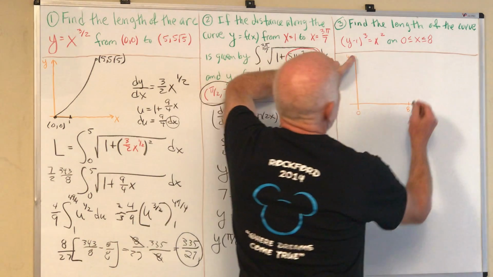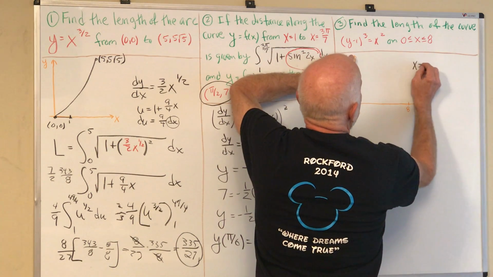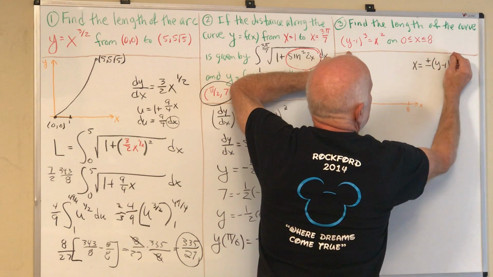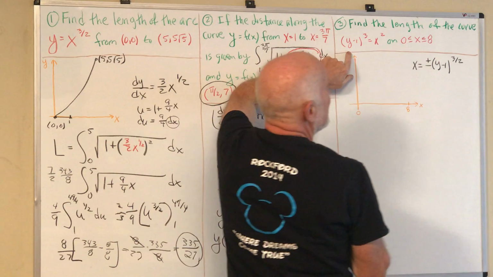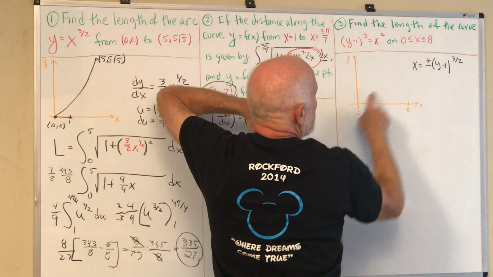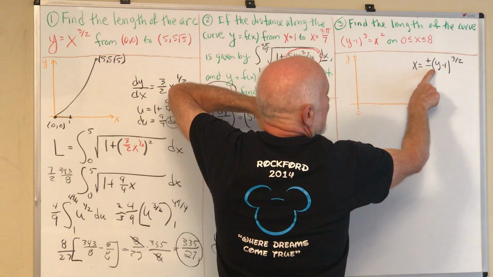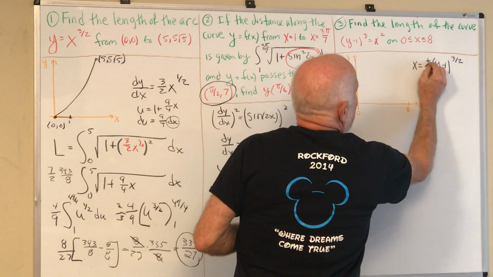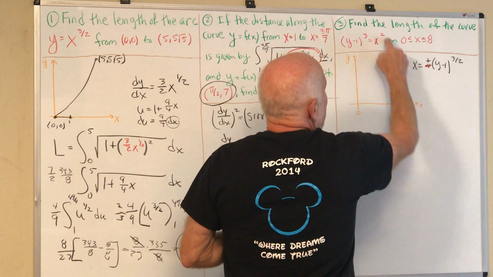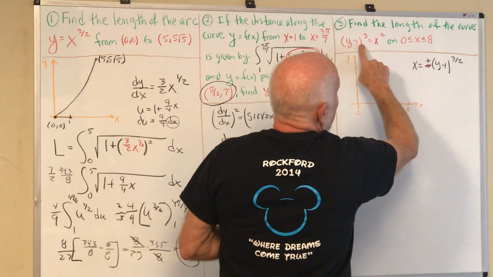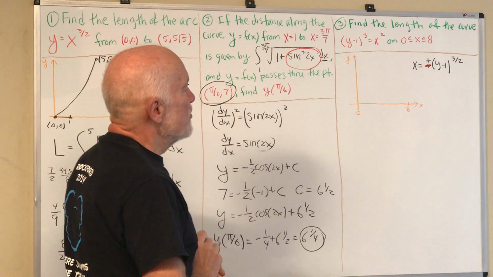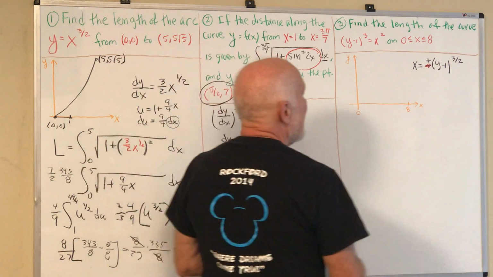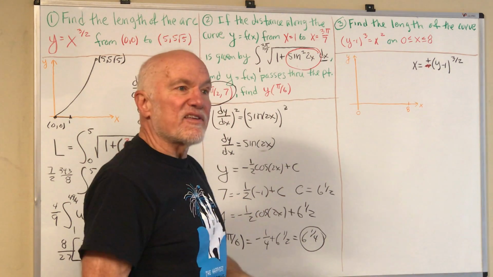So I think it might be better to say that x equals plus or minus (y minus 1) to the 3/2. And since x is going from 0 to 8, and this is always positive, we're rejecting the negative side. We're looking at the positive side of this curve. So now we know what x is. So we're going to use dx/dy instead of dy/dx.